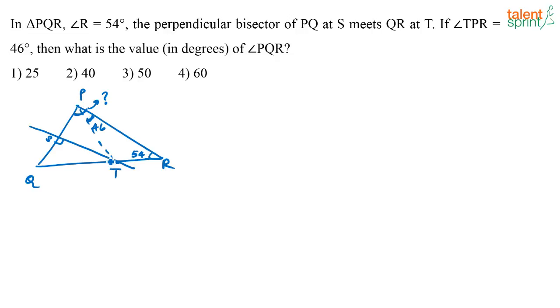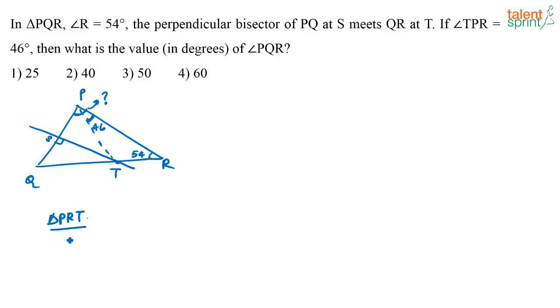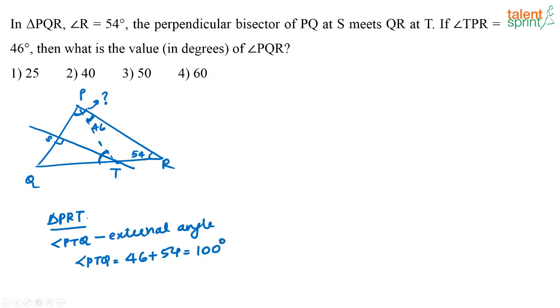See, first let us consider this triangle PRT. What is the value of angle PTQ? This angle PTQ is the external angle if you consider triangle PRT. Now what is the value of the external angle of any given triangle? The external angle is nothing but the sum of the two opposite interior angles, so angle PTQ is equal to 46 plus 54, that is equal to 100 degree. So you can say this angle is 100 degree.